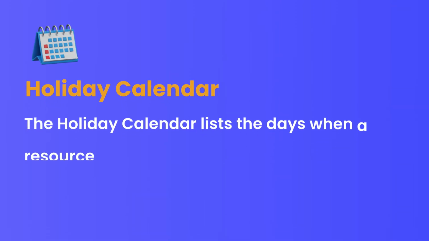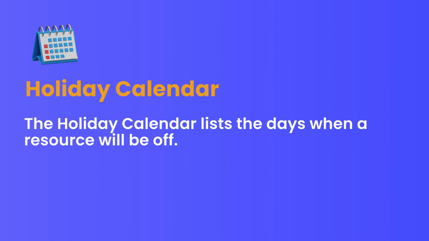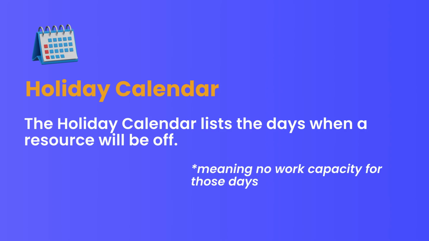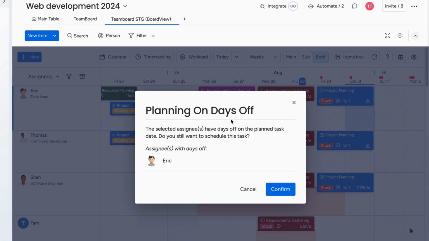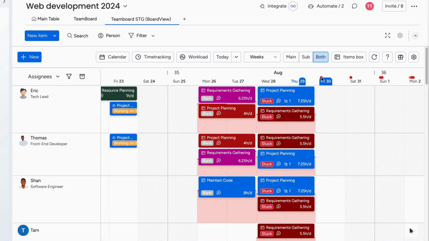Next, let's talk about the holiday calendar. The holiday calendar lists the days when a resource will be off, meaning no work capacity for those days. If you try to plan a task on a holiday, a notification will alert you that the task falls on a day off. Holidays show up in red on the timeline.